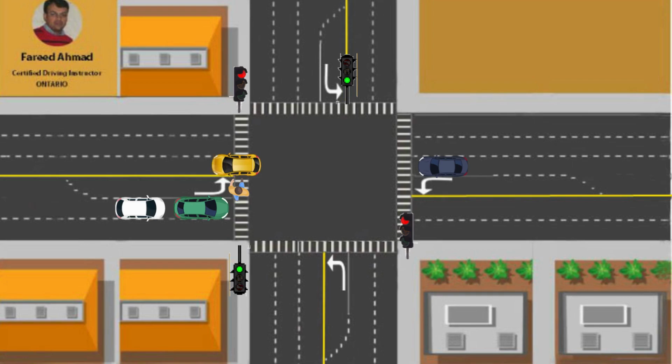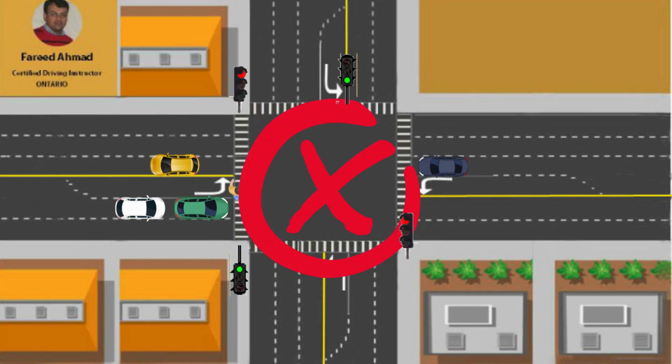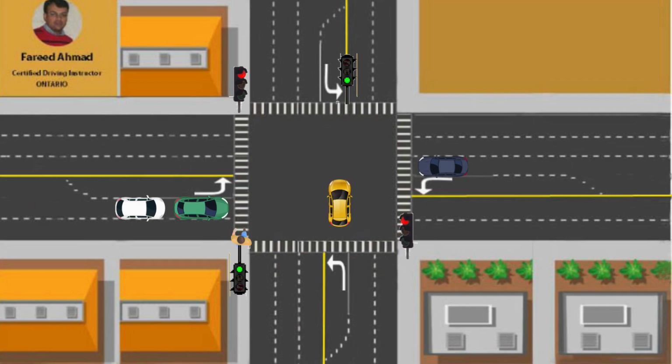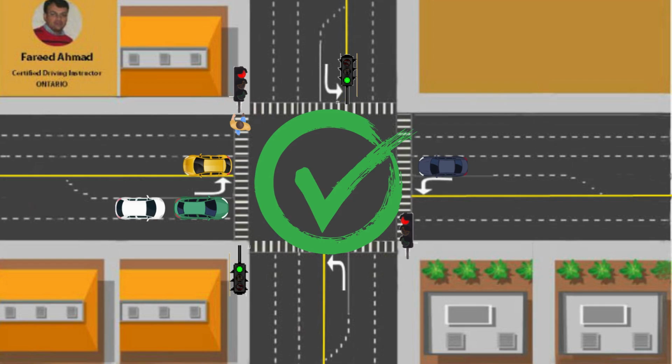Please do not try to proceed further or try to go before the pedestrian. It is an unsafe move and is considered a major mistake in your road test. So the correct approach is to stay in the middle and let the pedestrian cross at least two lanes further. Now you can complete your turn. Please always turn from the back side of the pedestrian.